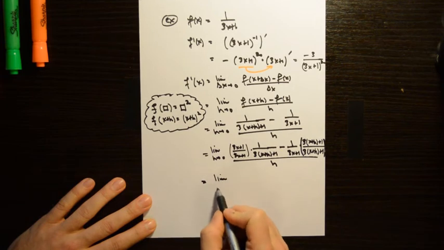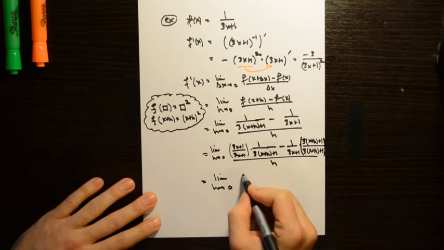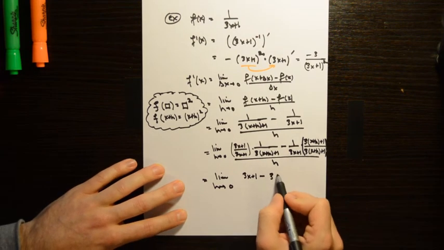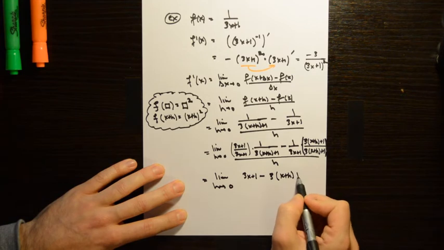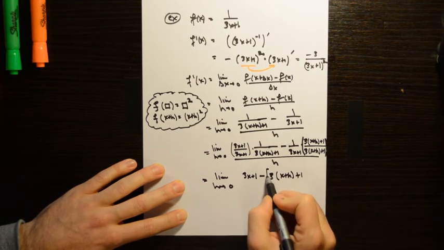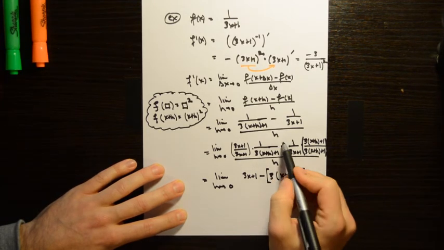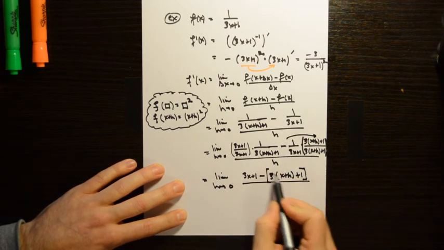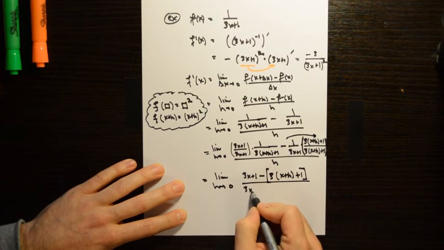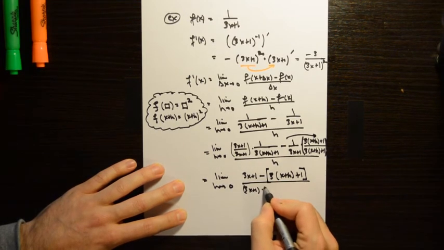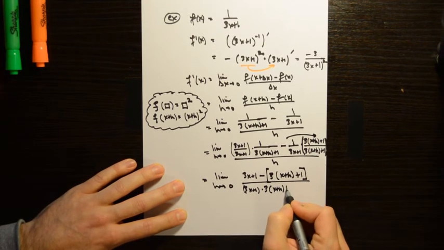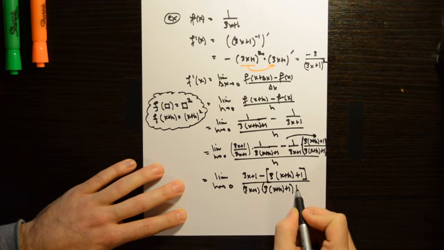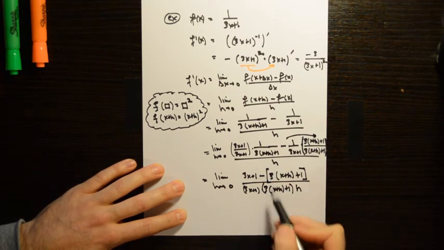This is the limit as h goes to 0 of 3x plus 1 minus this quantity, 3x plus h plus 1. And very important, there are parentheses here like this. So this minus sign has to distribute across the sum, divided by the common denominator, which is (3x plus 1) times (3x plus h plus 1), again with the parentheses, and now we can divide by h or multiply by the reciprocal, which brings h to the same denominator.